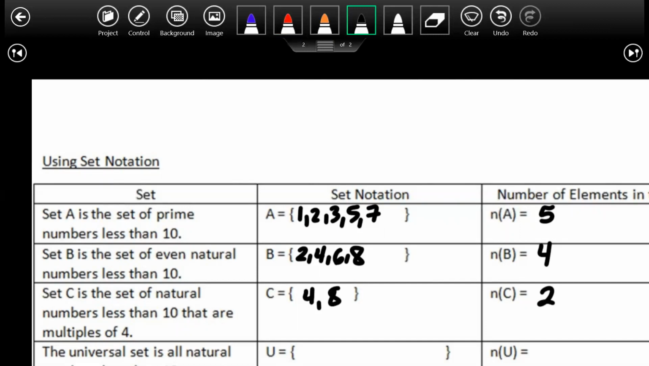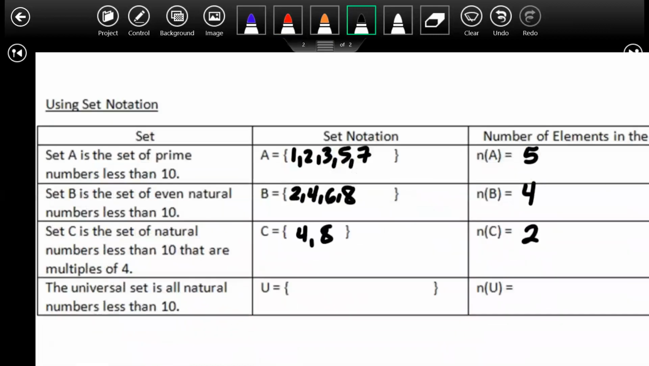Universal set of numbers less than 10. Give me all the numbers that are less than 10. They're all natural. Less than 10, so 9, but 10 is not included. So all the numbers that are less than 10 that are natural. Natural numbers are always considered positive. You can't have negative apples. Or decimals. Whole numbers. How many elements do I have of this? 9.